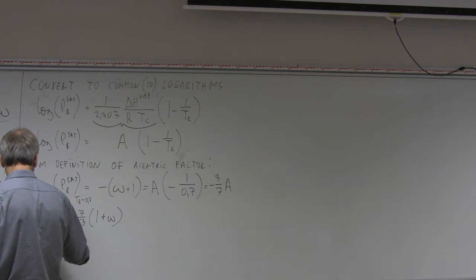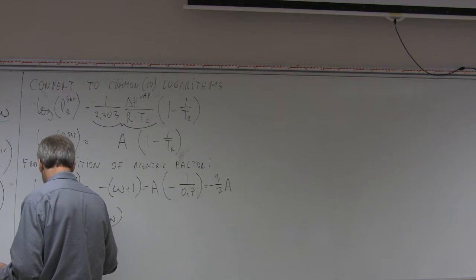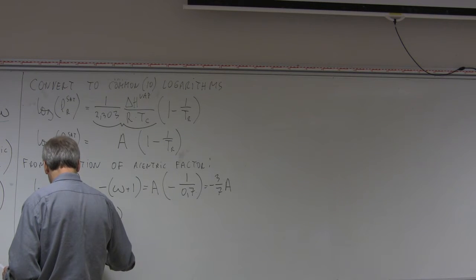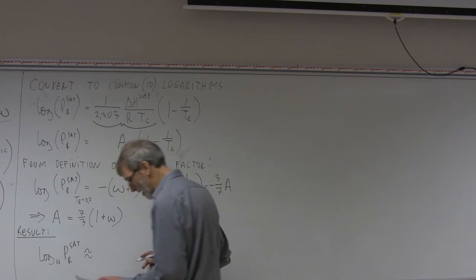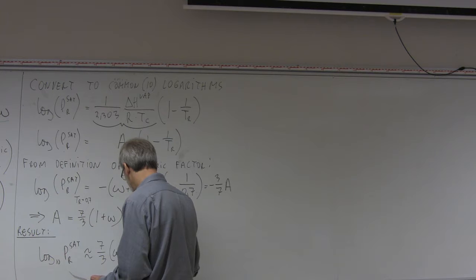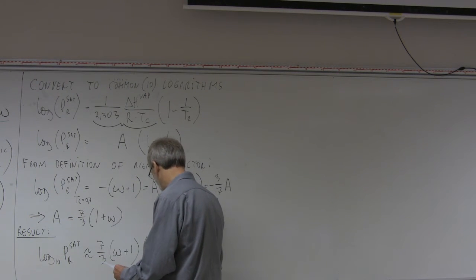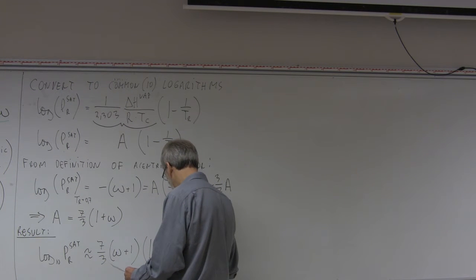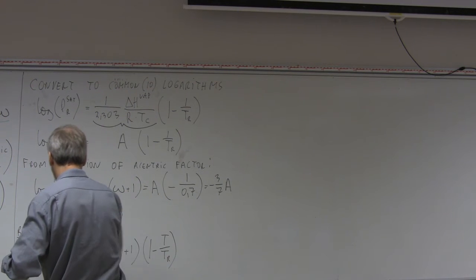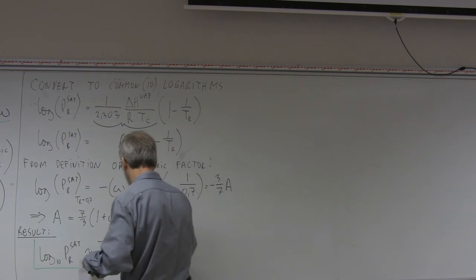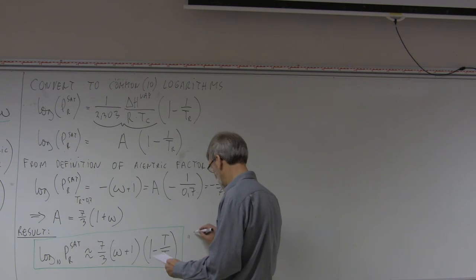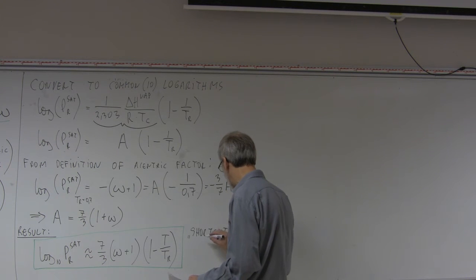And the result is that the log 10 of the PR sat is approximately 7 over 3 times omega plus 1, times 1 minus 1 over T reduced. And this is the shortcut equation.